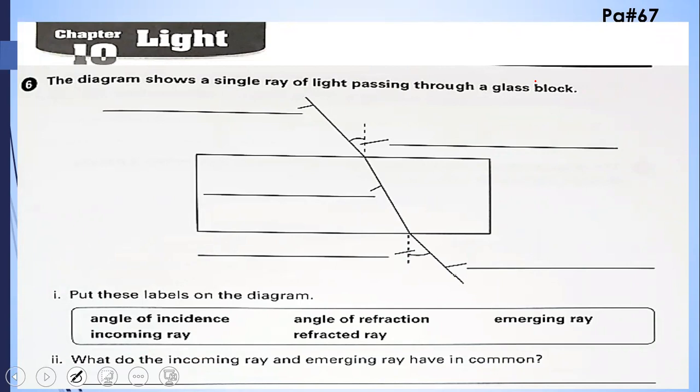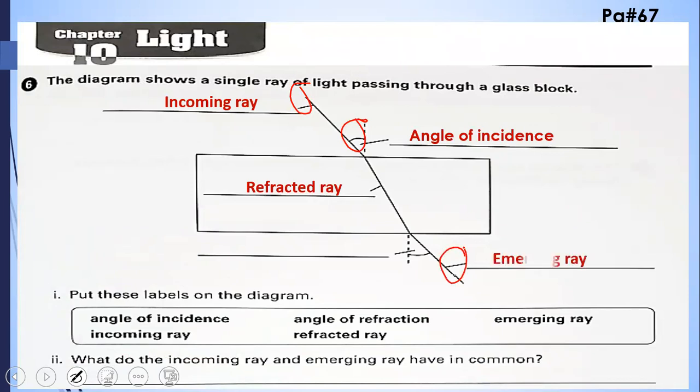So the first ray, this ray is what's called the incoming ray. This angle is called the angle of incidence. This ray is called the reflected ray. And this ray is called the emerging ray. This angle is called the angle of refraction.